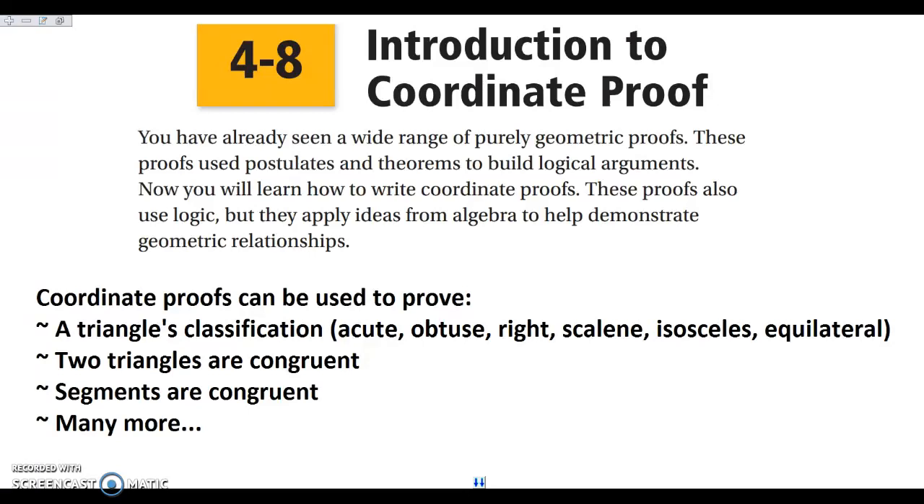All right, everybody. Today we are looking at section 4.8, which is Introduction to Coordinate Proofs. So this is our last kind of proof that we're really going to talk about, and we've kind of done them without actually calling them coordinate proofs. All we're doing is we're using algebra to show geometric relationships.